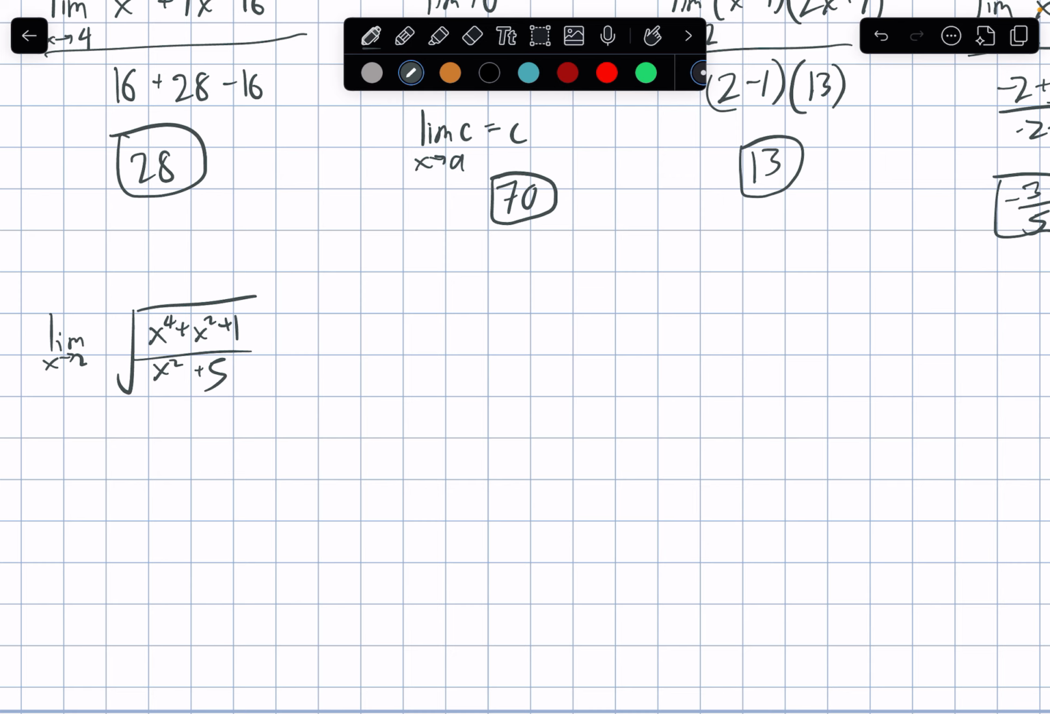Two raised to 4, that's 16, plus 4 plus 1, 4 plus 5 is 9, 21.